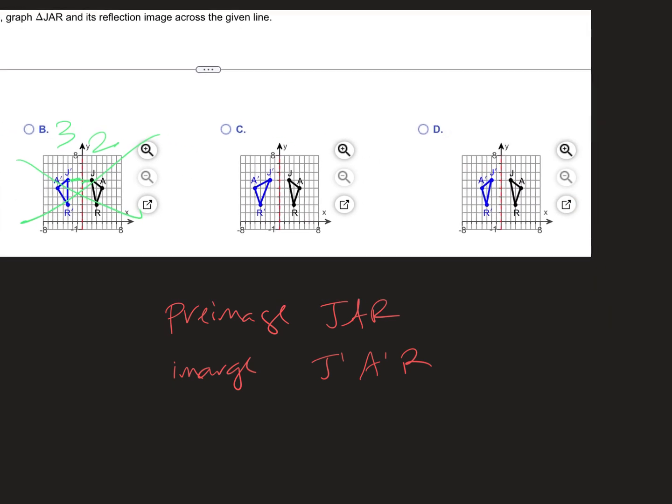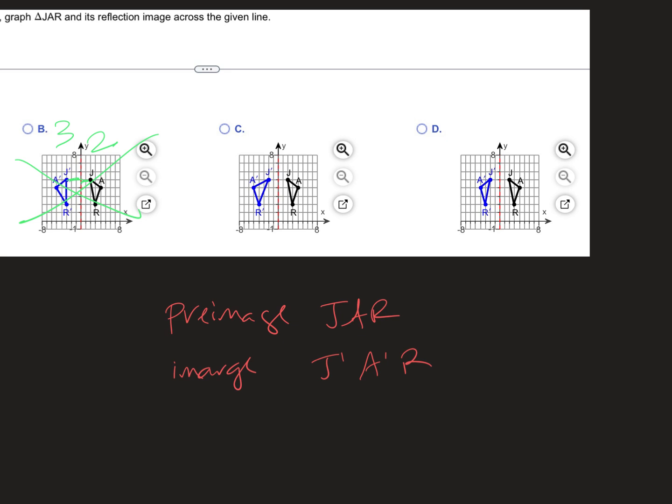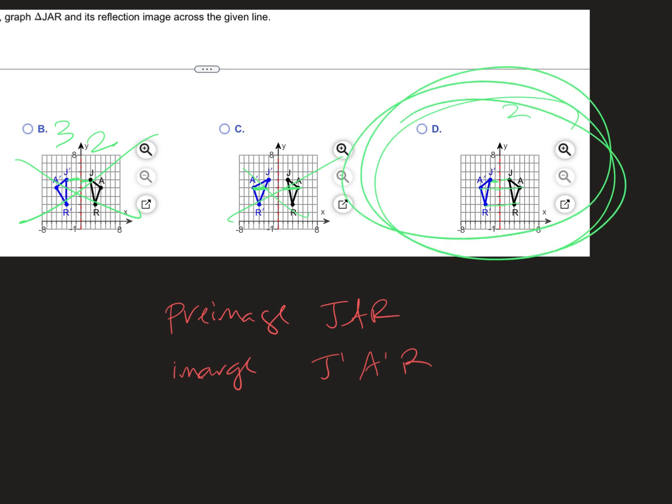So scooting them over, let's look at C and D. C looks like it might work, except for the fact that this little line here is a lot longer than this little line here. So this doesn't look like it. This looks like the image has been dilated. So now I'm going to check D. It looks like there's 2 here and 2 here. Okay, this looks like 1, 2, 3, 4, 1, 2, 3, 4, and 3 and 3. So I'm going to pick letter D on this guy.